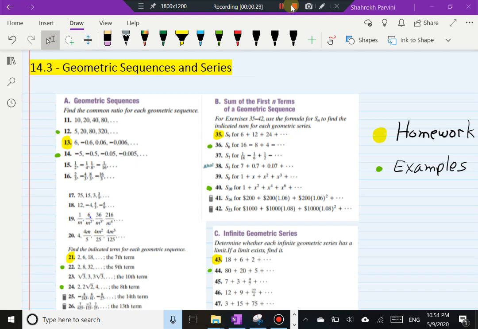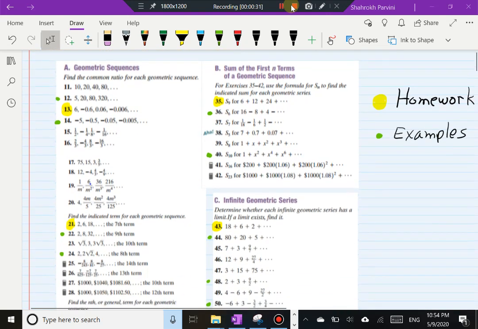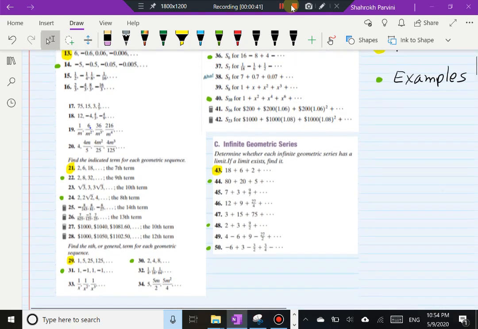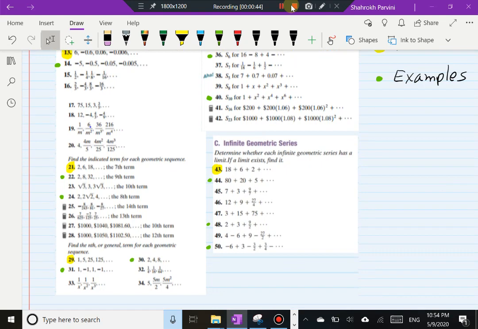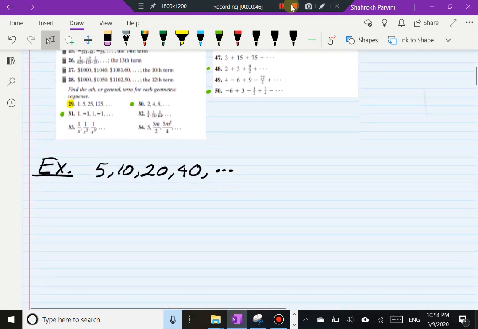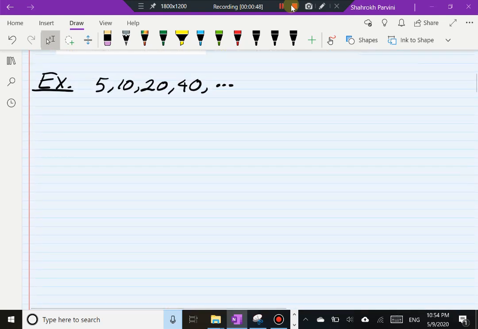So here's an image of a page of the book. The highlighted problems are the ones that you're doing for your homework. The ones with green dots next to them are the ones that we're going to actually look at in this lecture, and we're going to work them together. Okay, so let's actually begin with this section.